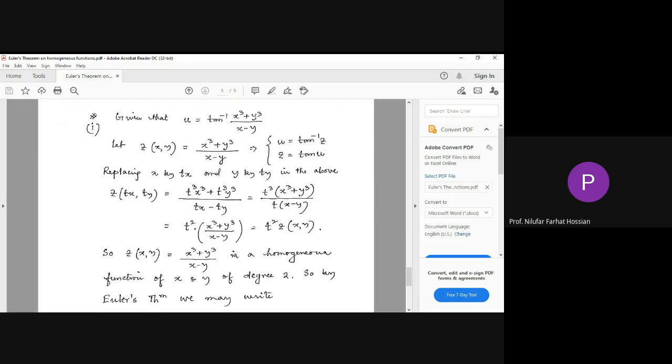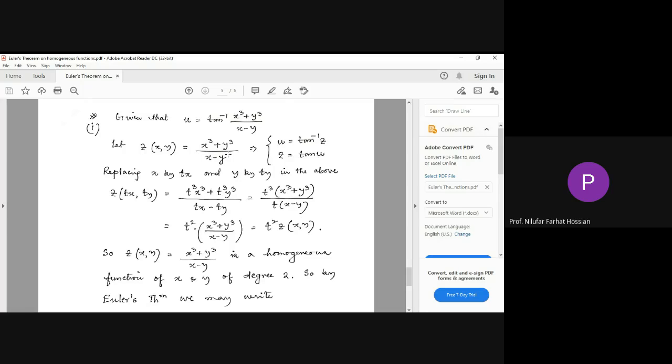Suppose that (x cube plus y cube) divided by (x minus y) is a function of x and y, name it z. So from this relation, u equals tan inverse z. So u equals tan inverse z, and from this relation you can write z will be tan of u. If u equals tan inverse z, z equals tan of u. Now we will apply our Euler's theorem on this function, not here. We will apply Euler's theorem on this function.